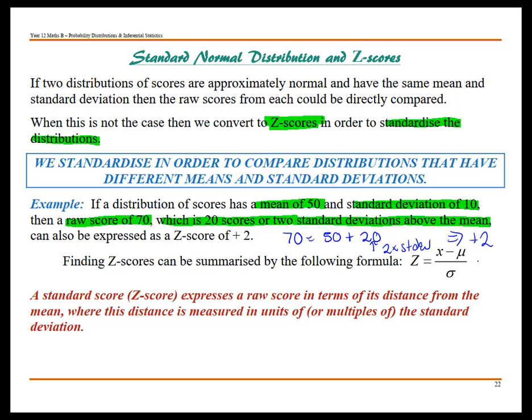Now, finding the Z-score can be done using a formula, which is whatever our value is minus the mean divided by the standard deviation. So if we look at this example, we'd go 70 minus 50, which is 20. 20 divided by our standard deviation, which is 10, is 2. Okay, now a standard Z-score expresses raw score in terms of its distance from the mean. Okay, how many standard deviations are we away from the mean?